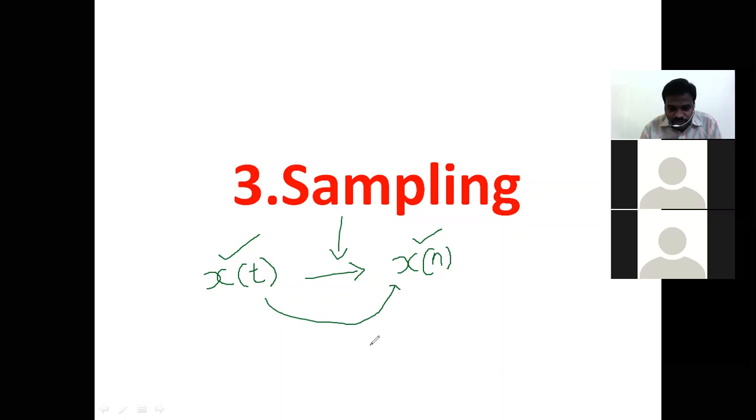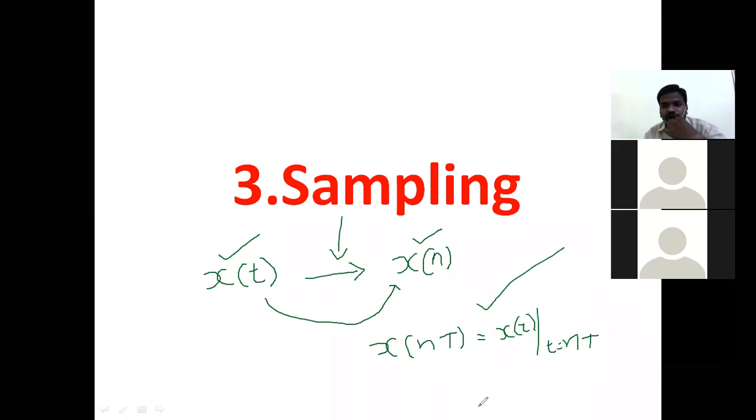So you see here, x of nT. Both are the same, x of n or x of nT. Which is equal to x of t, at time t equal to nT. Now this is the mathematical expression which we are using for converting continuous time domain signals to discrete time signals, where the small n represents the discrete time index and the capital T stands for the sampling time period.